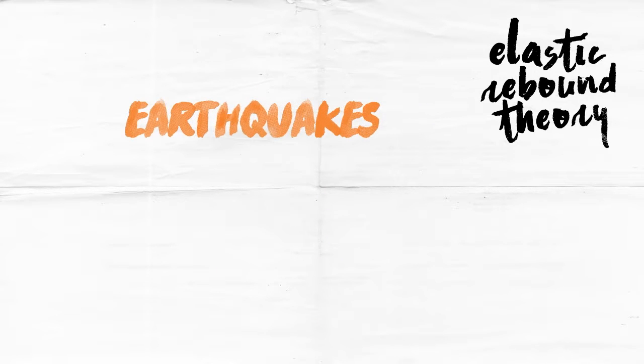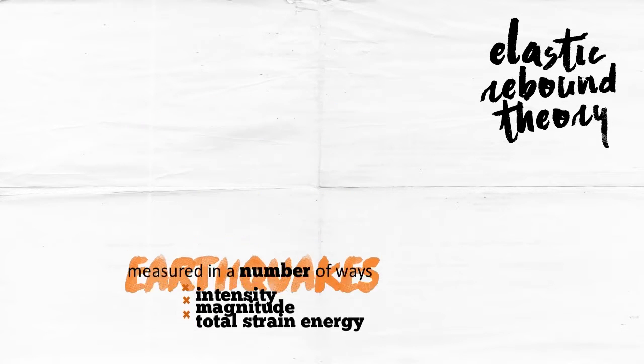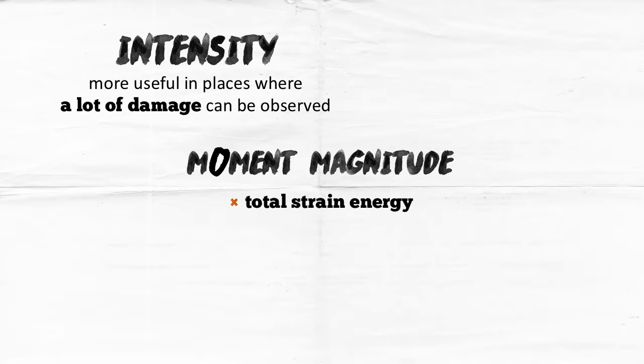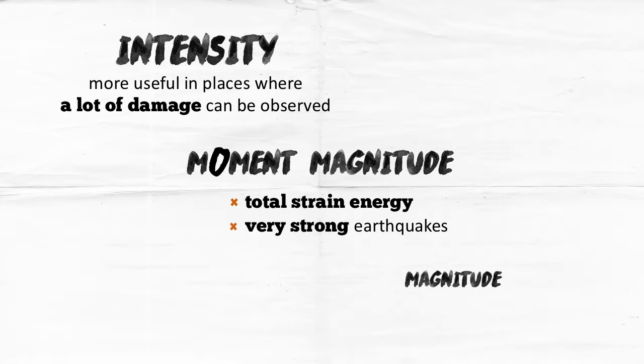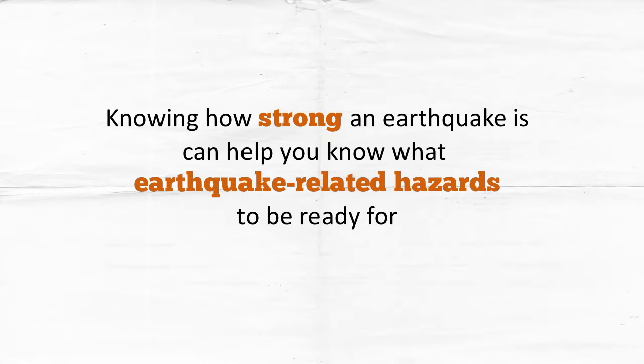We know that earthquakes can get really destructive. Earthquakes are measured in a number of ways: by their intensity, magnitude, or total strain energy release. The intensity scale is more useful in places where a lot of damage can be observed. The moment magnitude scale, which measures total strain energy, is useful for very strong earthquakes. The one you probably see most and often in the news is an earthquake's magnitude, measured using the Richter scale. Knowing how strong an earthquake is can help you know what earthquake-related hazards to be ready for.